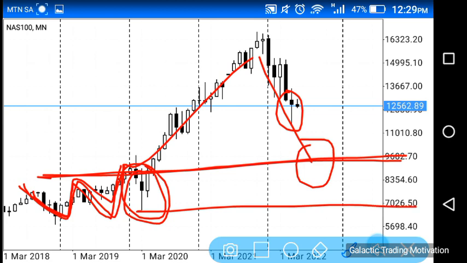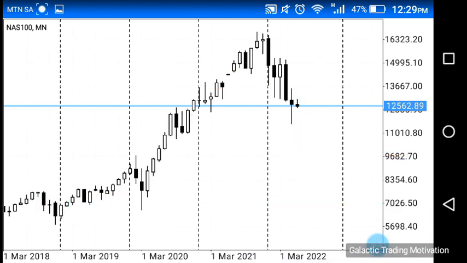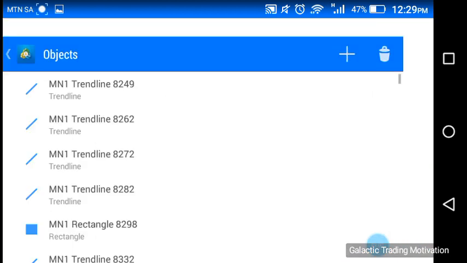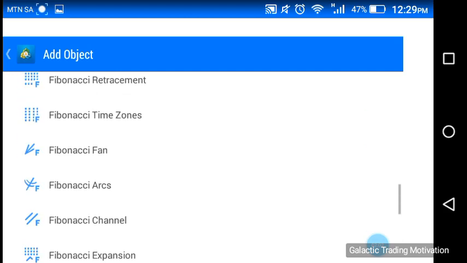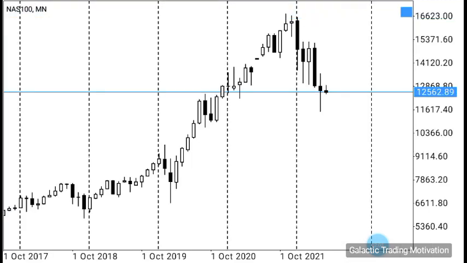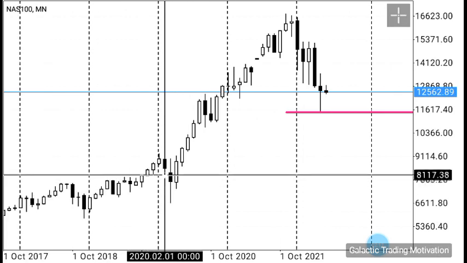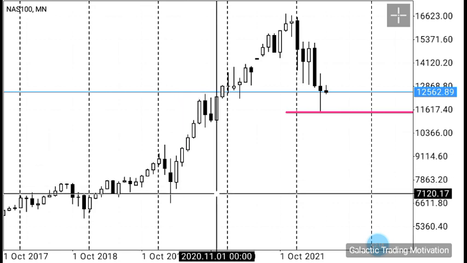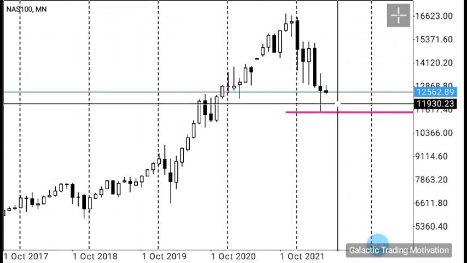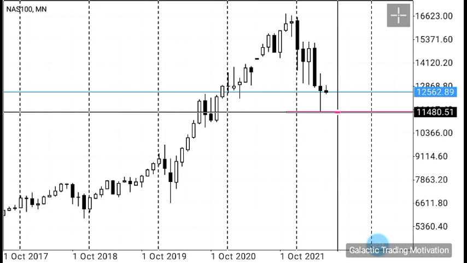Nonetheless, let's move forward. What I'm going to do right now is just add some lines to those areas so that we don't forget about the fact that price needs to at some point get to that area to grab some liquidity. There we go. I'm not going to mark this one for now because it is still very far, so we'll just focus on this one for now. So let's continue.